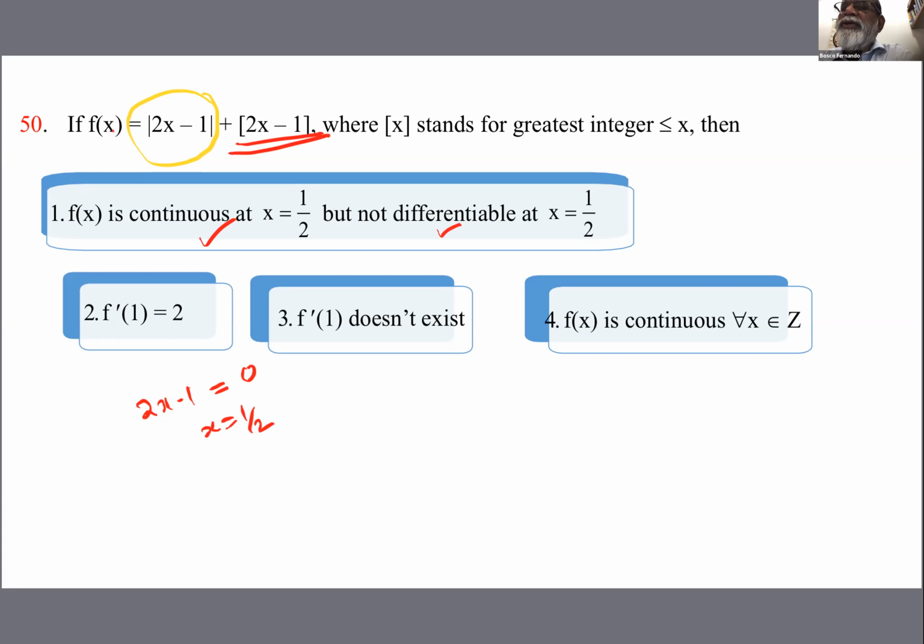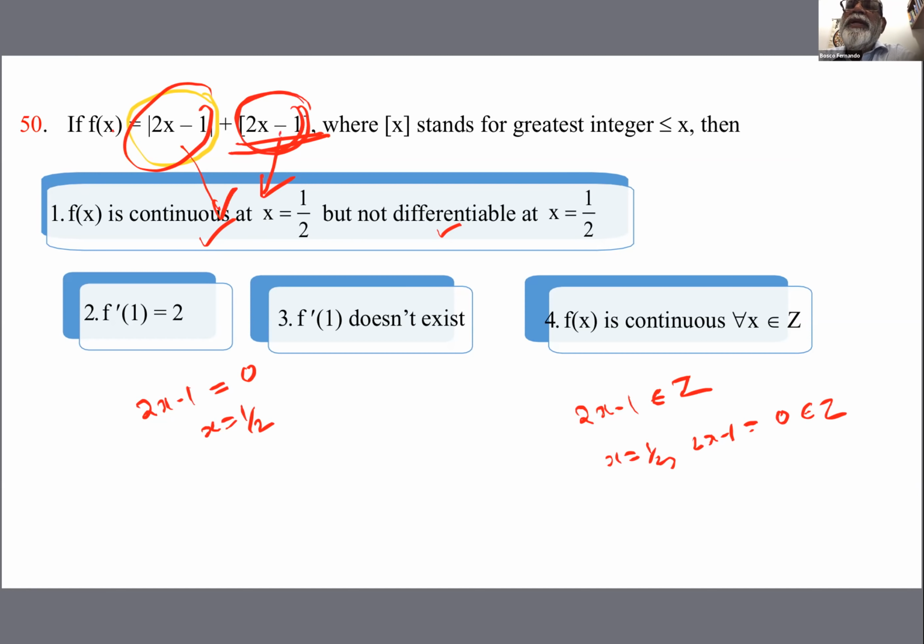Whenever 2x minus 1 is an integer, there is a failure of continuity. So when x is equal to half, 2x minus 1 becomes 0. 0 is an integer, so it jumps. It is not continuous at x equal to half for g of x. This second part is not continuous. The first part is continuous at x equal to half. The second part is not continuous at x equal to half. So this option is wrong.